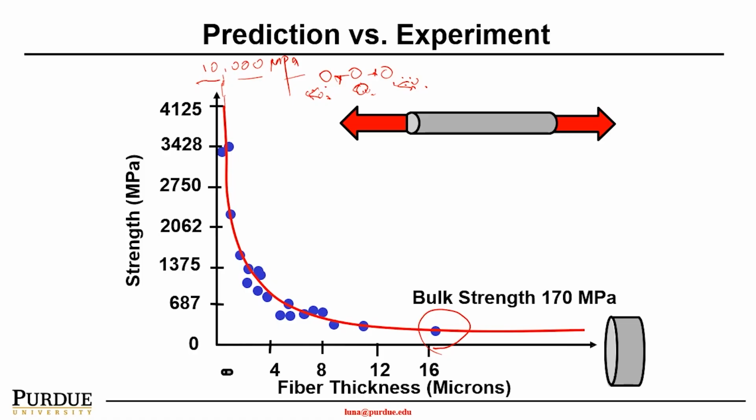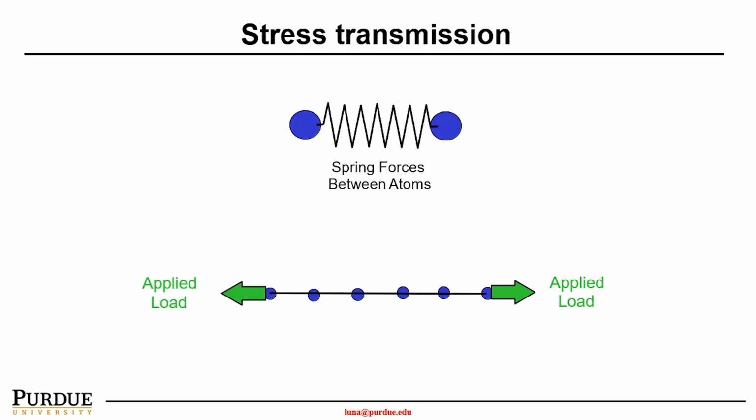As we now know, glass fiber has way higher tensile stress than bulk glass. So this is very interesting. A material at a smaller size is actually harder to break than the bulk material. Why is that?